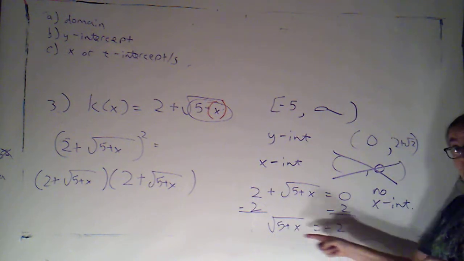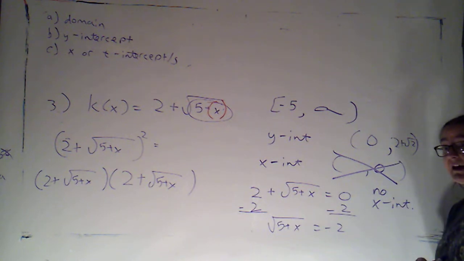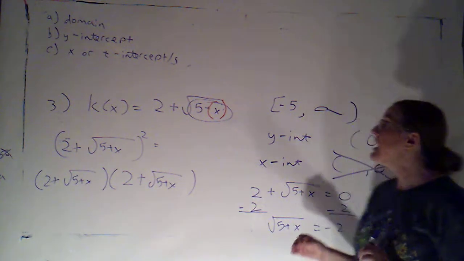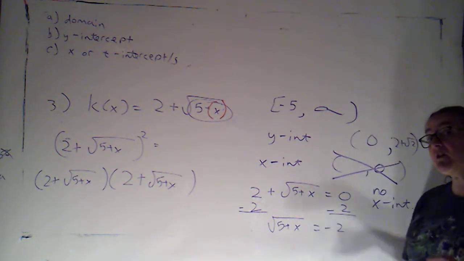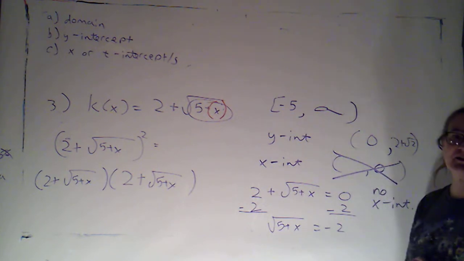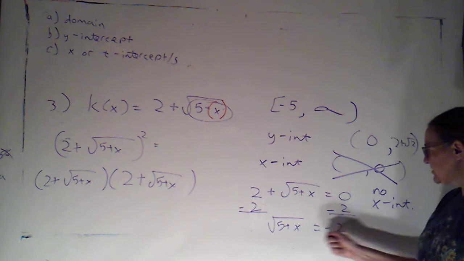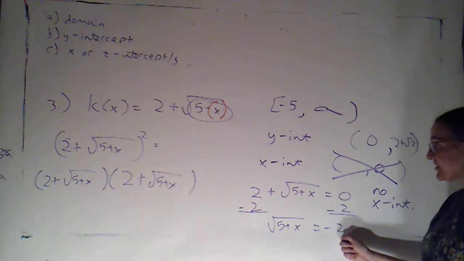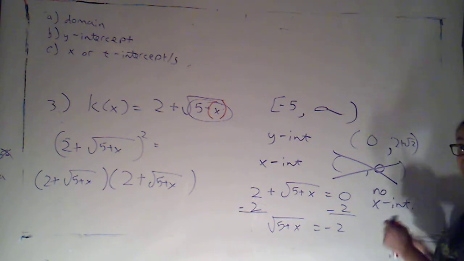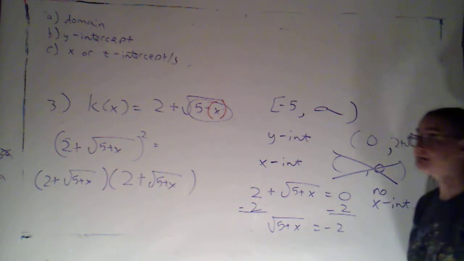Now if I didn't notice that and I squared both sides, I'd get a number that I might think was a potential solution. But remember, if you're solving an equation by taking both sides to an even power, it's necessary to check. And if you did square both sides and get an answer and check, it's not going to work. So there is no x-intercept for this problem.